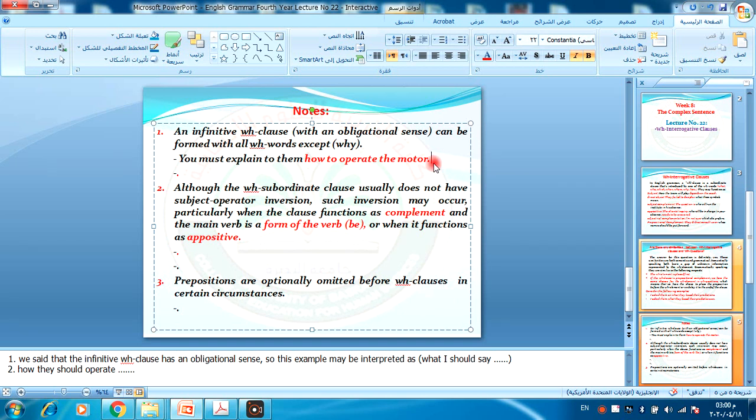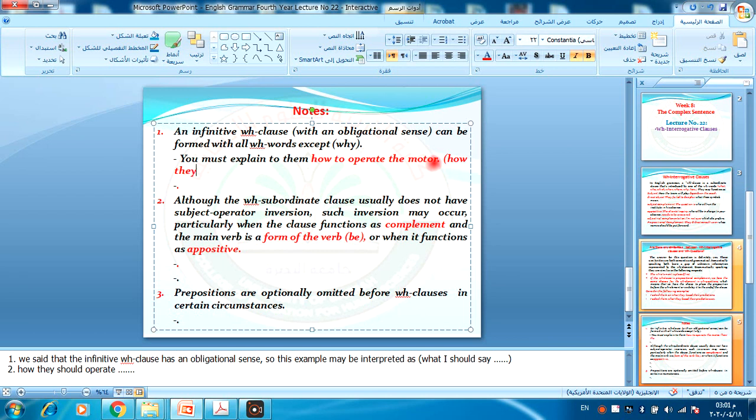So you see, now we said that the infinitive WH clause has an obligational sense. So the interpretation of this WH interrogative clause, which is infinitive: you must explain to them how they should operate the motor. Okay.